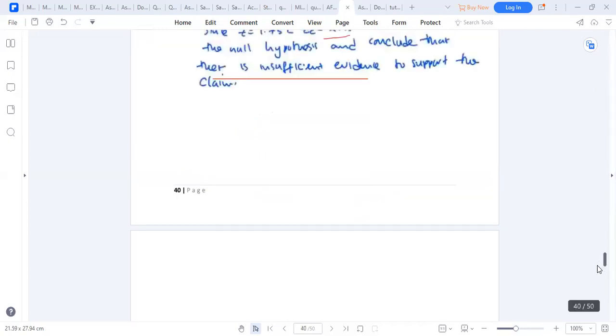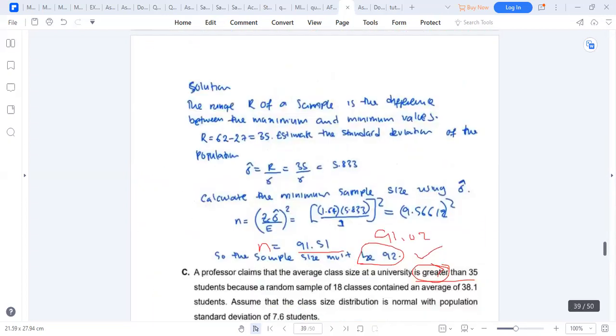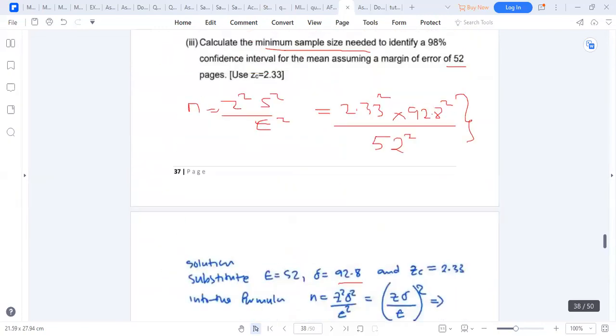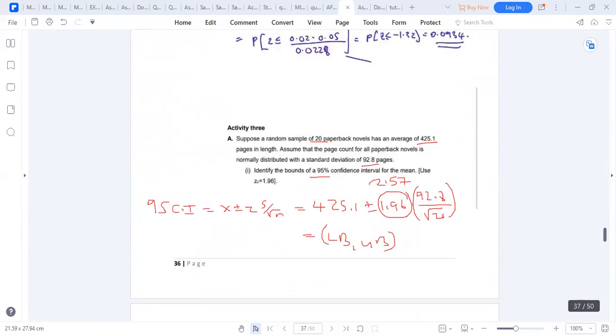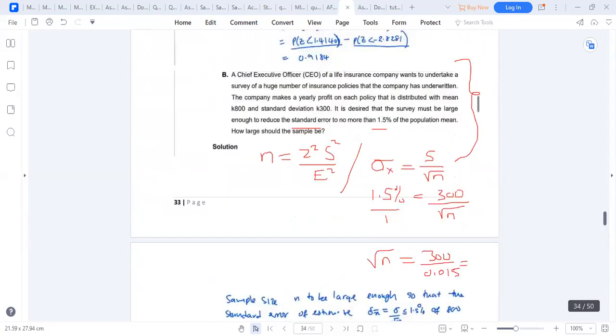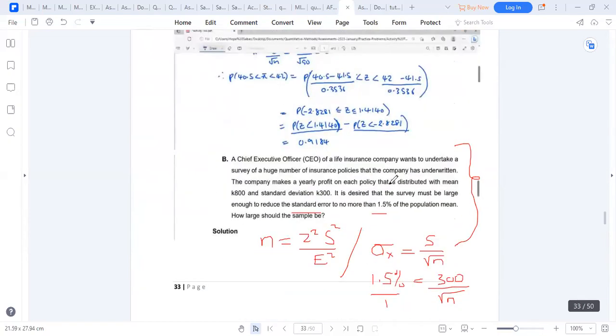We had a question in the morning. Maybe let me repeat it. We're going to do the CEO question. We're told that a CEO wants to undertake a survey on insurance policies. The company makes yearly profits, and we're given the mean is 800 and the standard deviation is 300, and we are asked what the sample size should be.